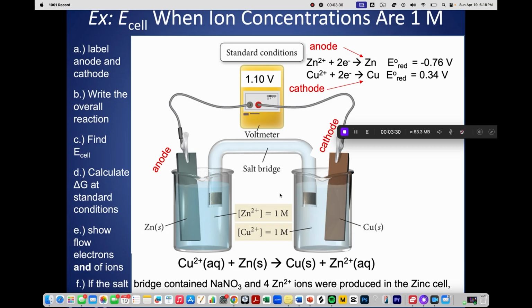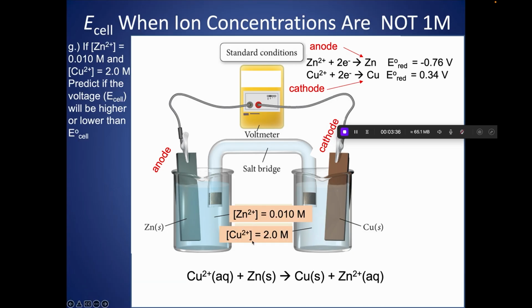But what I really want to focus on is, if I were to change these molarities now, let's say Zn2+ is 0.01 and Cu2+ is 2 molar, would the voltage be higher, lower, or remain the same as the standard state cell potential? So give it a shot and then check your work.